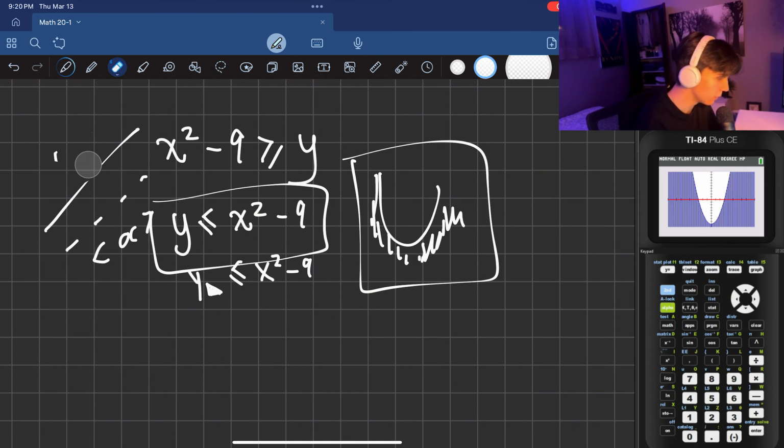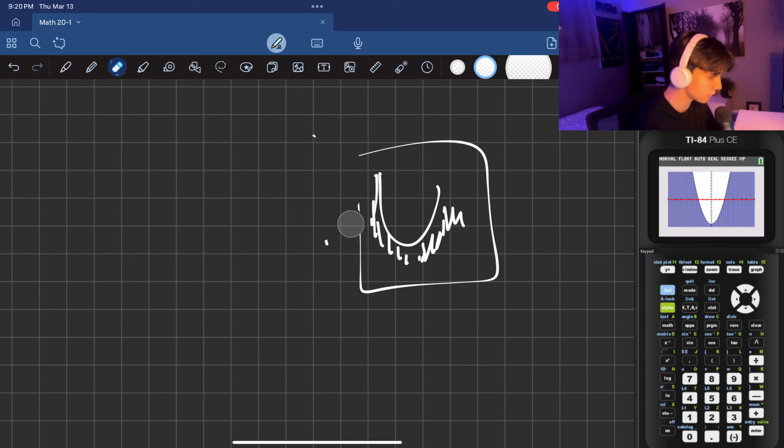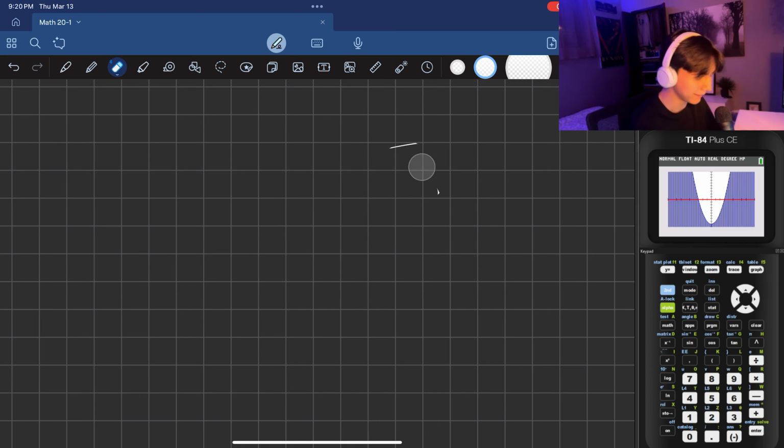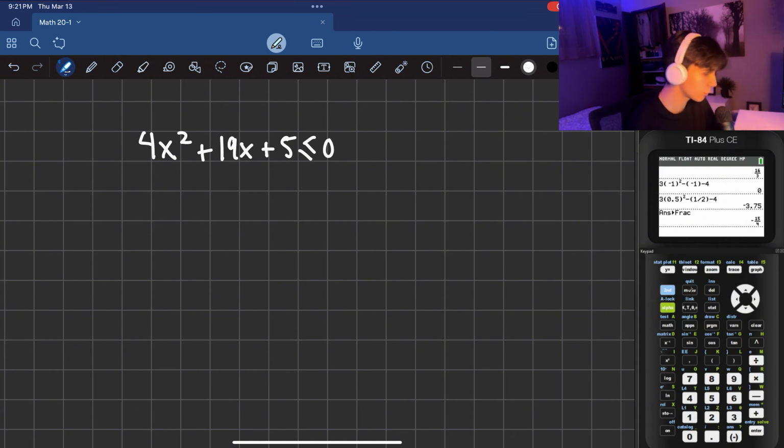We're going to be doing some case analysis now. So I want to do case analysis before I do roots and test points, just to make sure everything's all swell and good. I just prefer doing case analysis. All right, so we have this equation: 4x squared plus 19x plus 5 is less than or equal to 0, and we're going to solve this using case analysis.